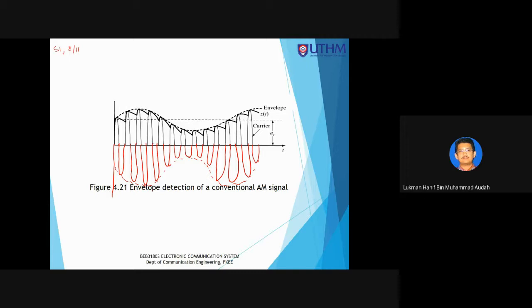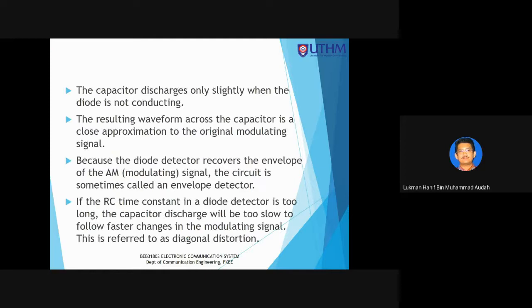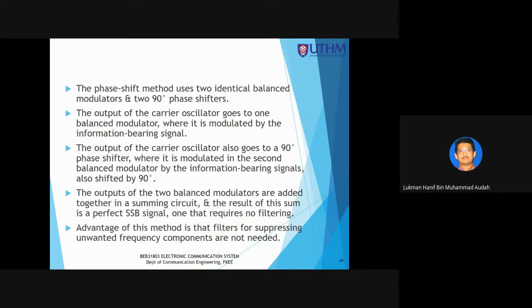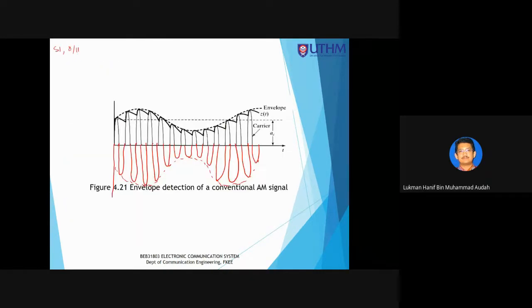Okay, so this is at point A. And at this time, the RC tank circuit will also be charging. Pada ketika ini, maknanya current flows in these directions. Okay, so current flows in these directions only during the positive cycle. Sorry, yang ini. So maknanya pada bahagian atas ni, pada ketika positif tu, the RC tank circuit will be charging.